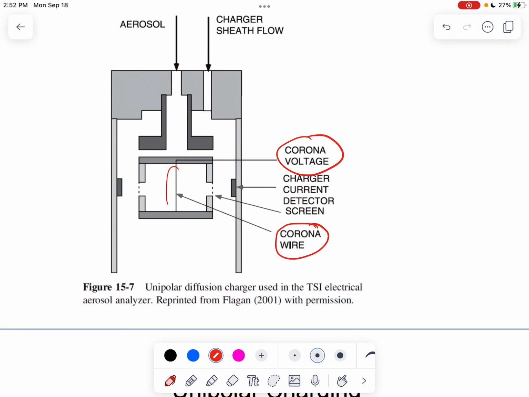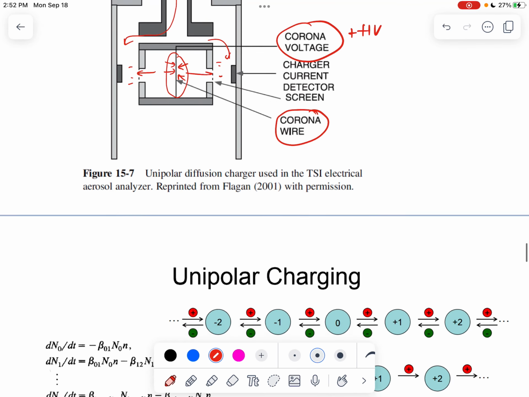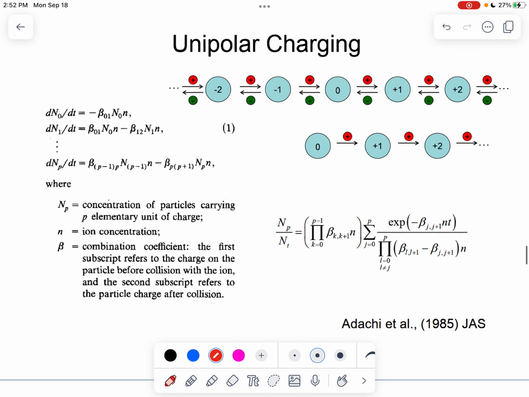And then because of the high voltage, it's going to ionize the air surrounding the wire here. So if it's carrying, let's say, a positive high voltage, then it's going to attract all of these positive ions to the wire and eject negative ions to the outside. Right? And at the same time, you introduce aerosols here, get the particles charged, so you can further monitor the size distribution of the particles.